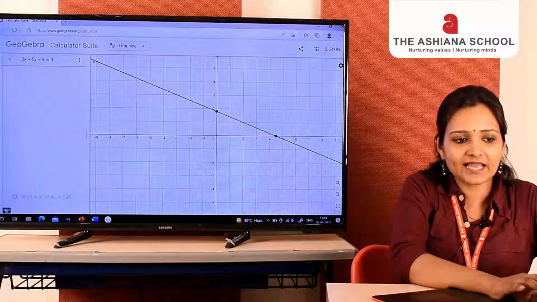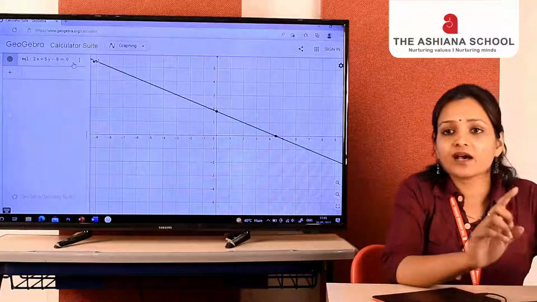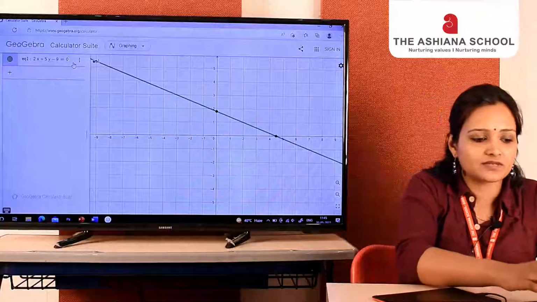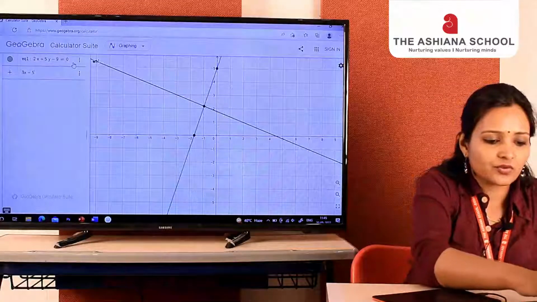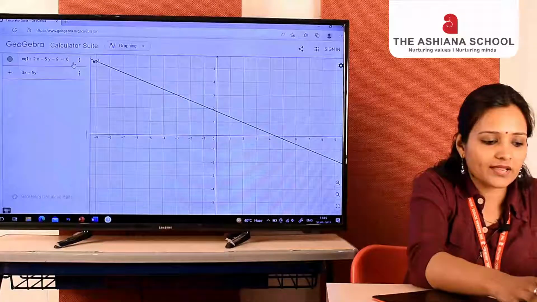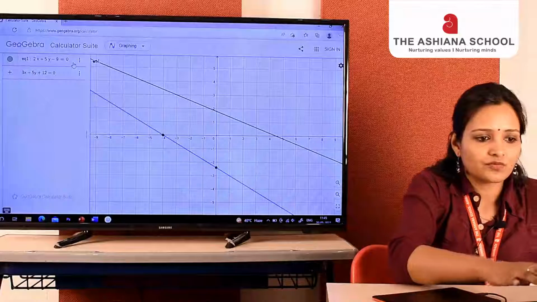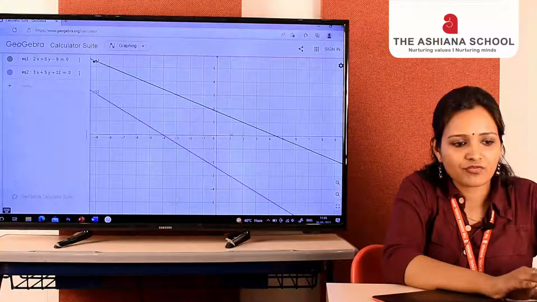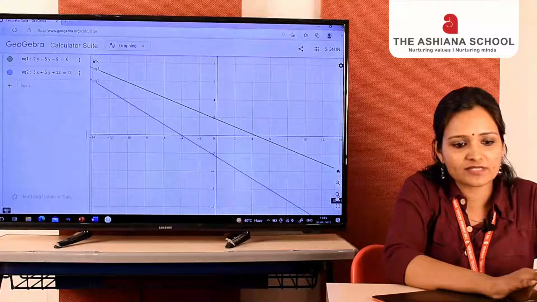Can we all see a line? Yes. Suppose I am writing another equation, since we are dealing with pair of linear equations. So let me say another equation is 3x plus 5y plus 12 is equal to 0. So this is the graph for first line and this is the graph for second line. Can we all see?